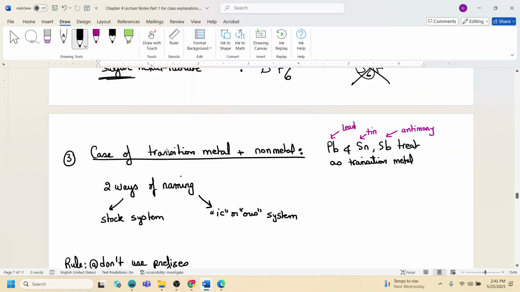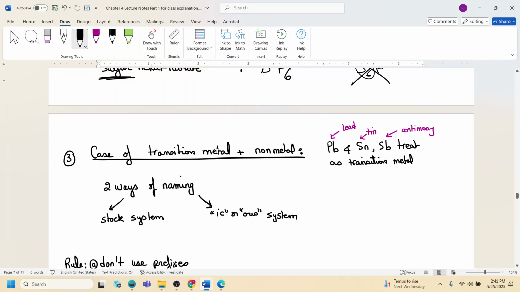The second case is the case of a transition metal and a non-metal. This is similar to the first case where we had a metal and a non-metal. Here we have a transition metal and a non-metal. Transition metals are named in a different way than regular metals. There are two ways to name them, either using the stock system or the -ic and -ous system.